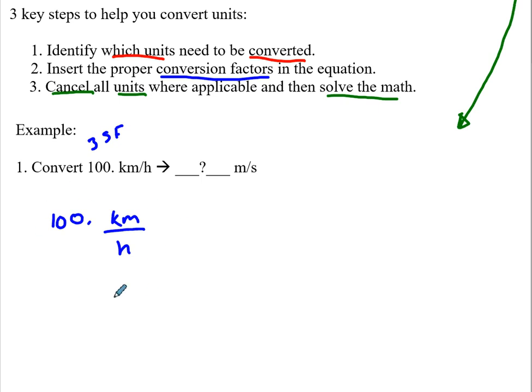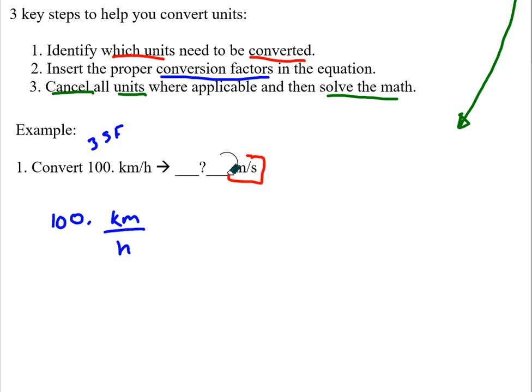The reason I start with this one is because this is a common speed that when you start to drive, you're going to drive on the highway at 100 kilometers per hour. Obviously not city roads, but on the highway, yes. And we want to figure out how to put that in a meter per second. That's the big question there.